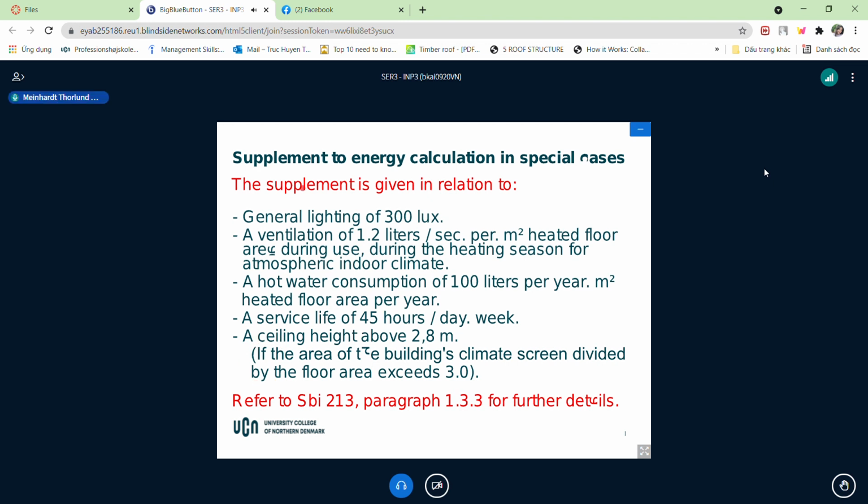Basically, these are all referred to in this SBI instruction book, 213, that I showed you earlier online. You can see some further details. But the values I mentioned, 300 lux, 1.2 liters, 100 liters, 45 hours, this is the general or normal building you calculate for an office building, etc. But if for some reason you're working with a specific type of other building which exceeds this, you get supplemented energy. So basically, that's what you should include.